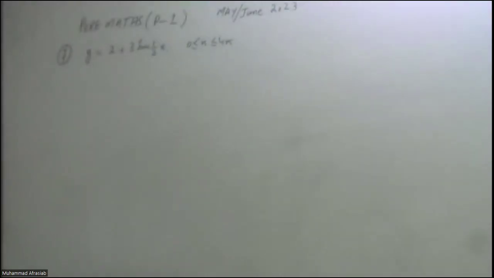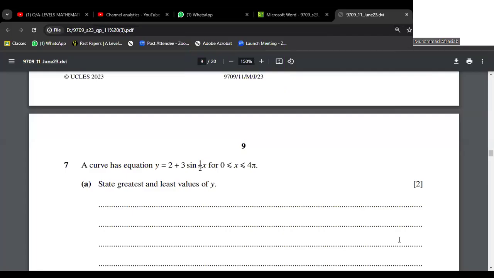Now we are solving question number 7 of the P1 paper for the year 2023. The curve has an equation y is equal to 2 plus 3 sine of half x, where x lies between 0 and 4 pi. State the greatest and the least values of y.